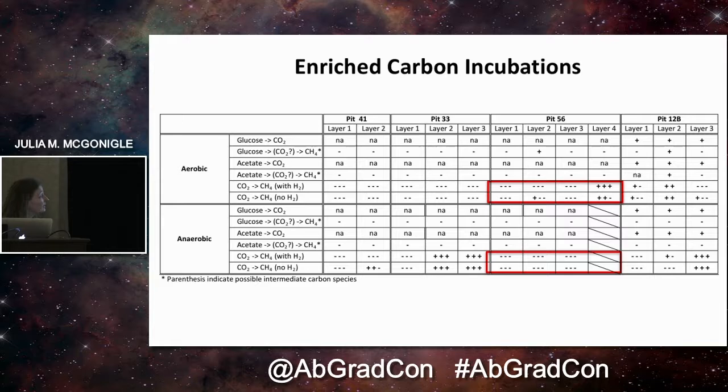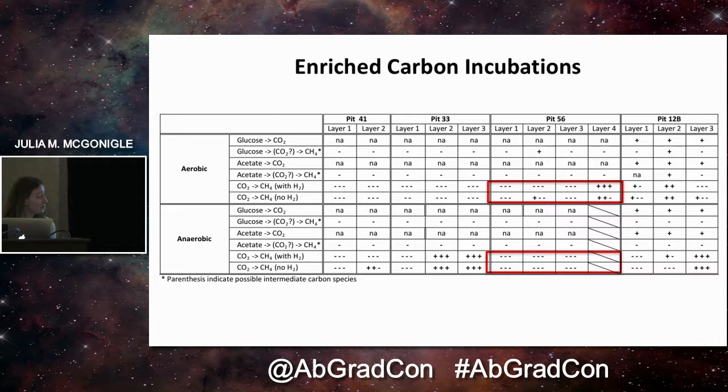However, in this one pit, 56, we did get some methane production in the aerobic incubations and not the anaerobic incubations. So this is very strange, and I don't really have too many ideas of what's going on here, especially because you can see in layer 4, you have a lot of it, and maybe they were consuming all of the oxygen that was in the tube, or maybe other microbial community members were consuming all the oxygen in the tube really quickly, and so you get to that anaerobic state fairly fast.